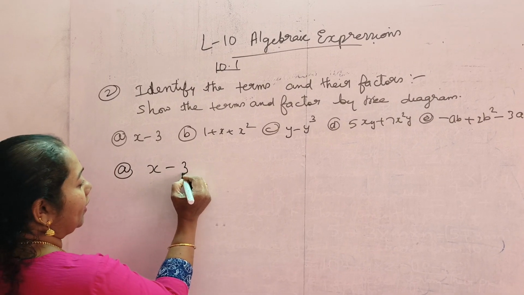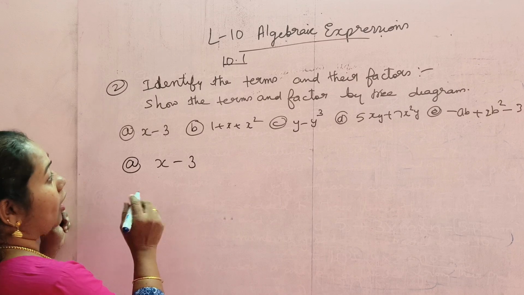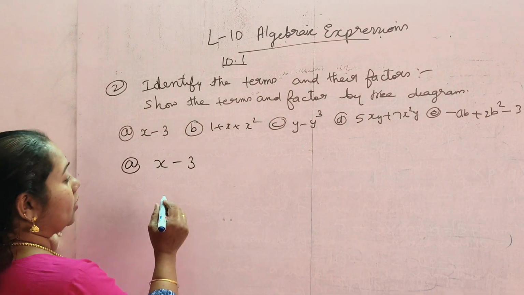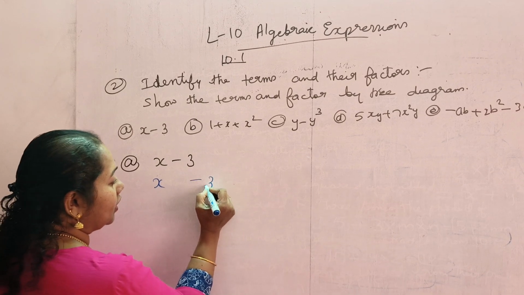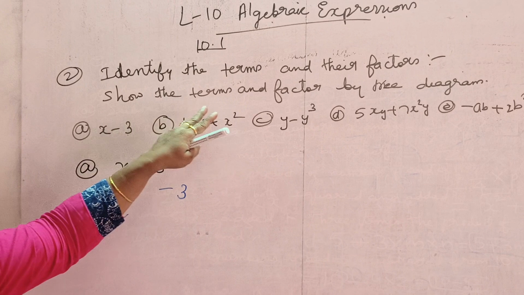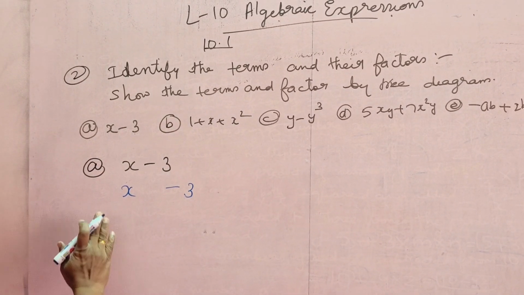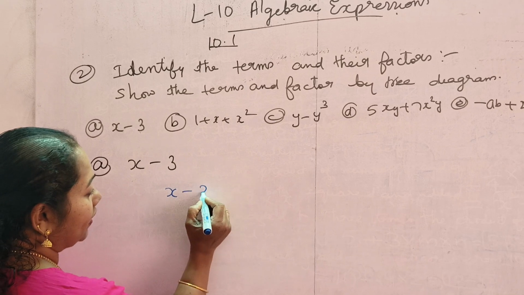x minus 3. So what we have to do here? How many terms are there? Two terms are there. x is one term and minus 3 is the other term. So identify the terms and their factors. Show the terms and factors by tree diagram. So we have to make this as a tree diagram. So we have to write x minus 3.